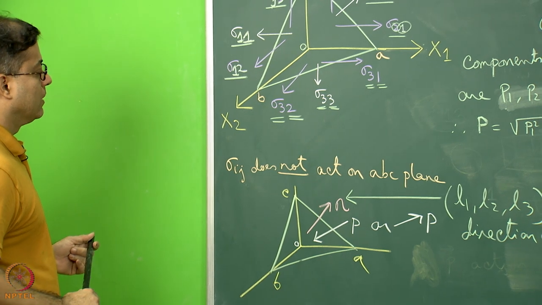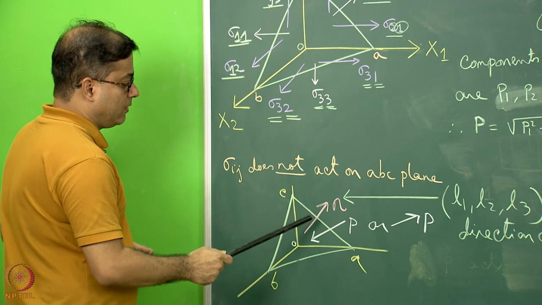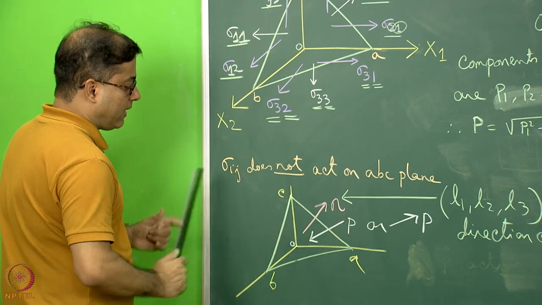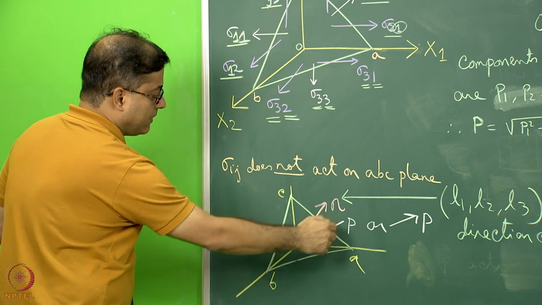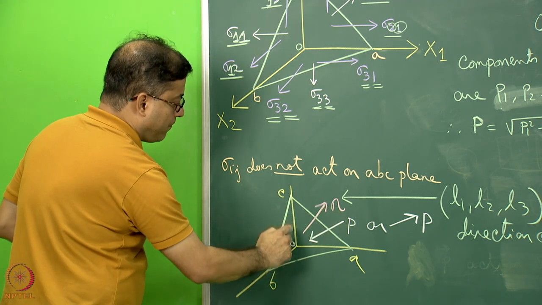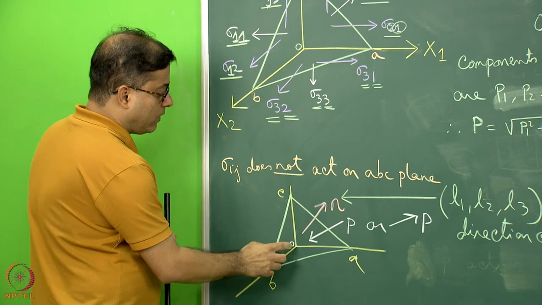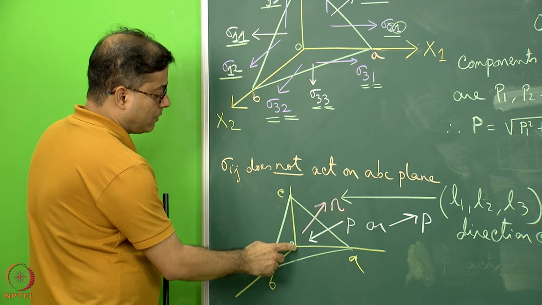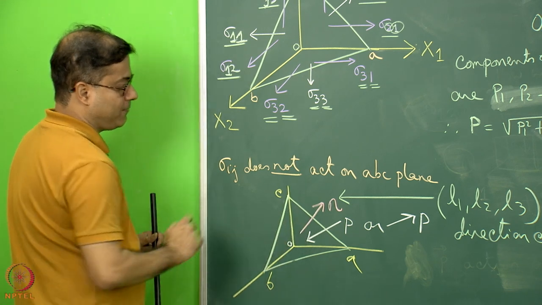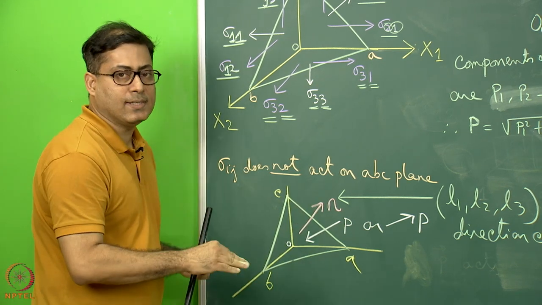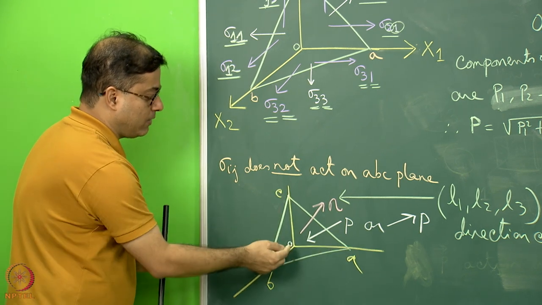Now that we have understood the symbols sigma ij, let's recollect what else is happening on this tetrahedron. Here is a stress acting on the ABC plane, and this stress P is not acting on the OAB plane or OBC plane or OCA plane. This stress is incident on the ABC plane itself. Second, we consider an outward unit vector which is normal to this ABC plane, given by N. N is not a stress that is applied on the body. N is a unit vector which is perpendicular to ABC plane and passing through O.